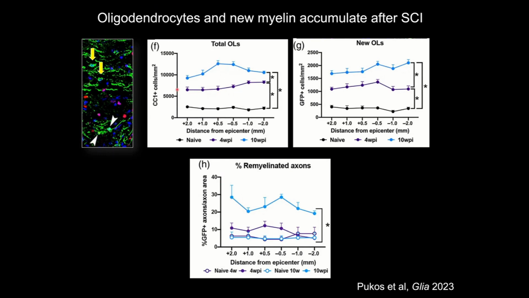For some of the animals, she took animals at 4 weeks post-injury and looked at the number of oligodendrocytes. The number of total oligos and the number of new oligodendrocytes was significantly higher than in the uninjured animals. So again, replicating what we saw before, oligogenesis is actually very robust after spinal cord injury, leading to levels above normal. But when she compared the 4 weeks to the 10 weeks post-injury, there were significantly more oligodendrocytes, more new oligos, and more new myelin. So this suggests that these oligos and this myelin are continually being added over time after spinal cord injury.